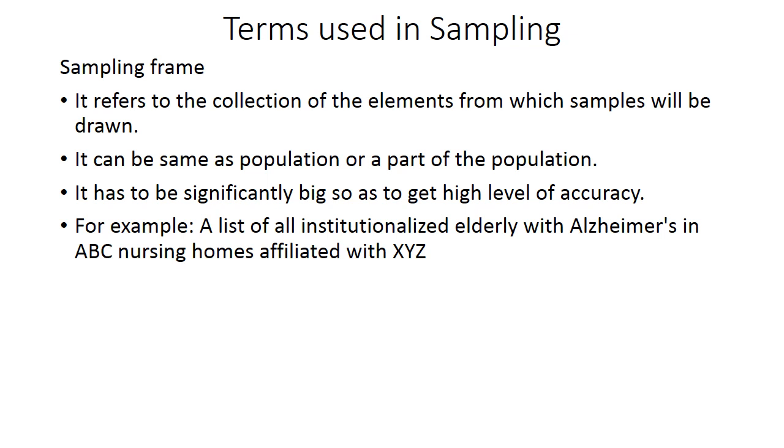It must represent the entire population. For example, a list of all institutionalized elderly with Alzheimer's in ABC nursing home affiliated with XYZ government, or a list of farms, or a list of suitable area segments like villages in India. They all are the sampling frame from which we select our samples. The frame must be up to date, free from errors like omission and duplication of sampling units.